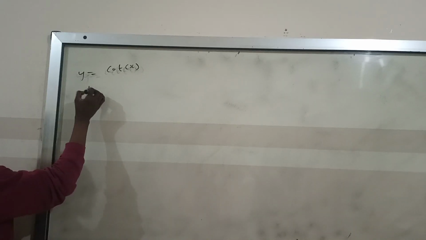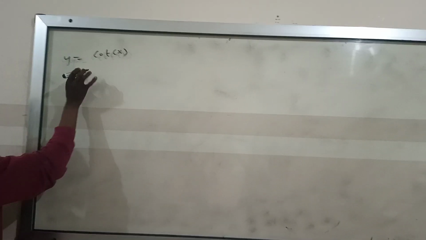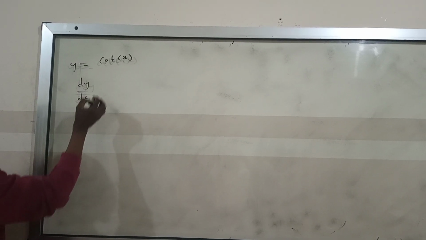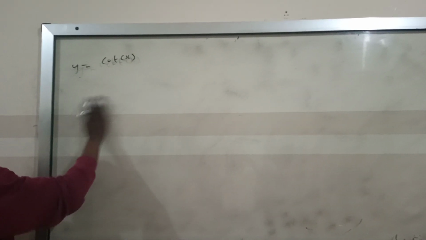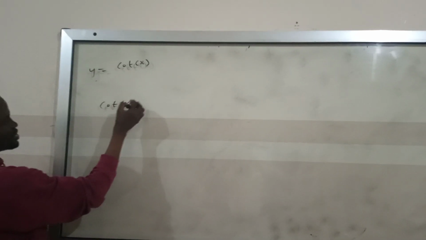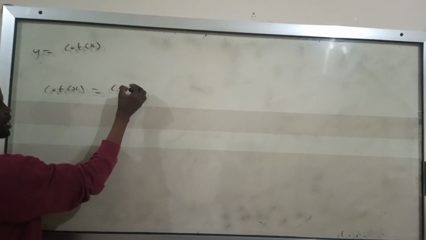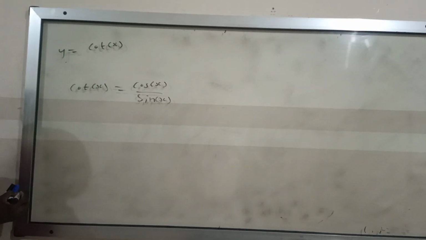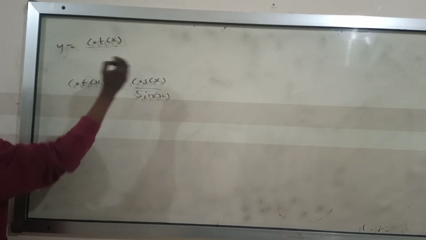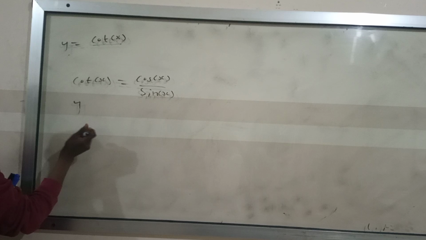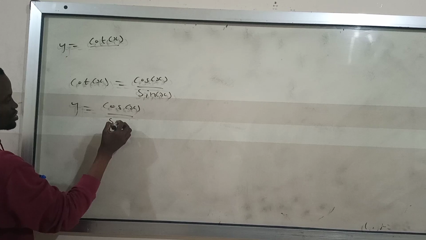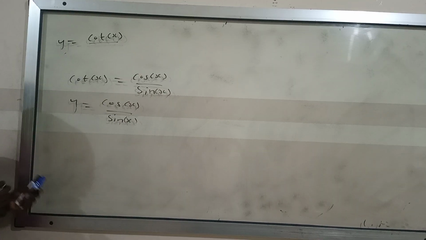Here we are going to find the derivative of cot x. We know that cot x is the same as cos x over sin x. So in place of cot x, you can put cos x over sin x, and you get y equals cos x over sin x. That's it.